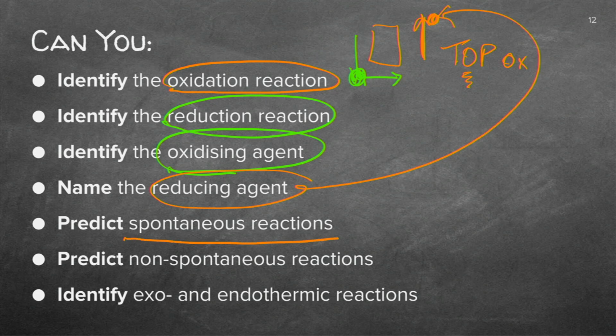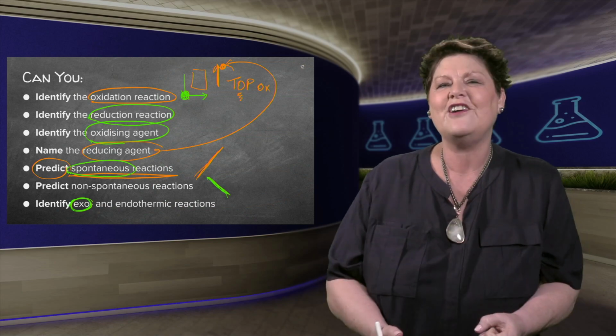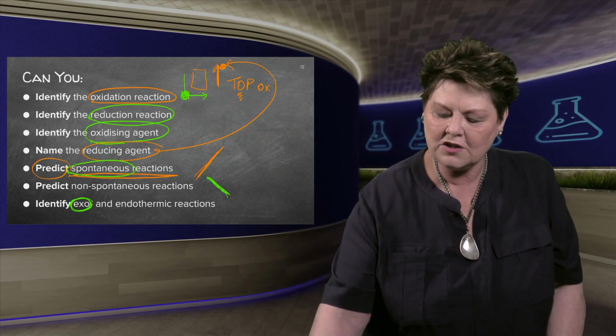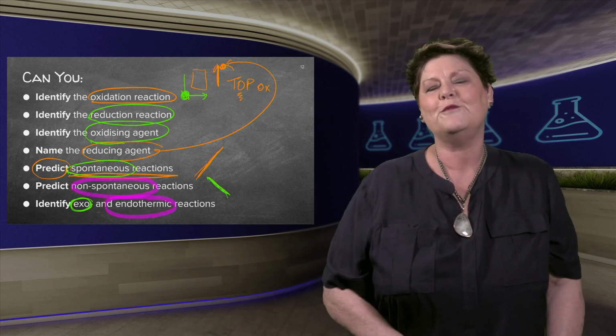If it's a spontaneous reaction, you can predict it if the slope is a positive slope. If it's a non-spontaneous reaction, you'll have a negative slope. And we know now a spontaneous reaction will be an exothermic reaction, generating energy. And a non-spontaneous reaction will be an endothermic reaction.